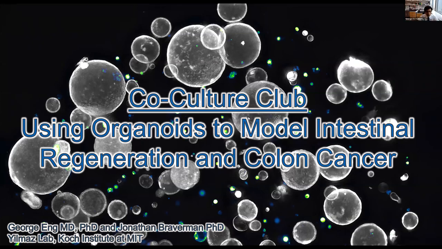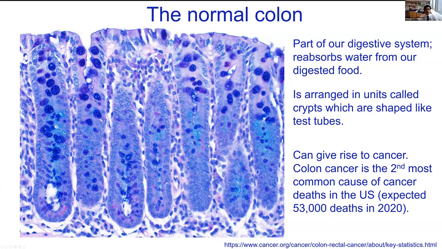Right. So, the title of this is Using Organoids to Model Intestinal Regeneration and Colon Cancer. By way of background, this is a histologic image of the normal colon. And just like Omer, I'm also a pathologist, which is a doctor, and one aspect of our job is to look at histologic slides. It involves the visual diagnosis of disease by taking little bits of tissue and looking at it under a microscope. And so the normal colon is part of our digestive system.